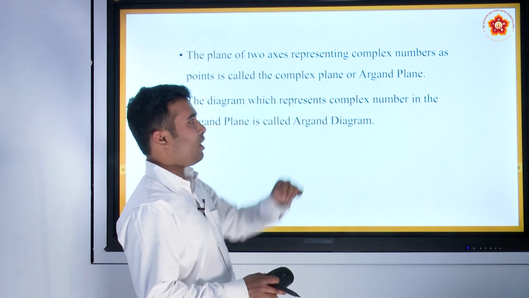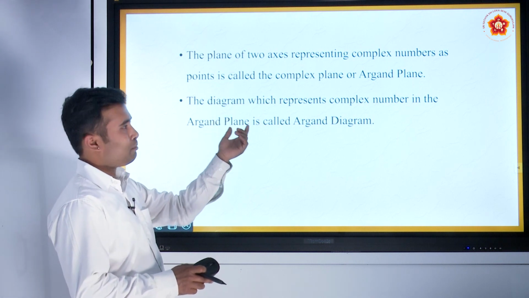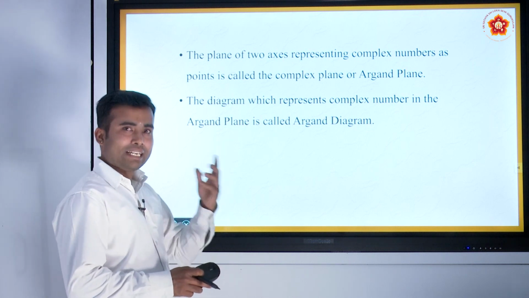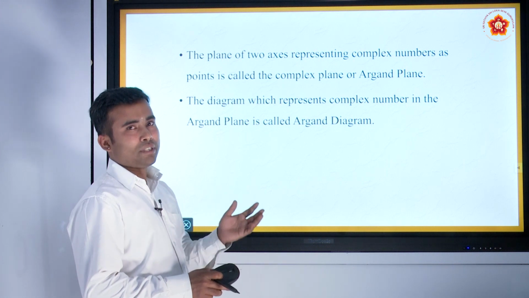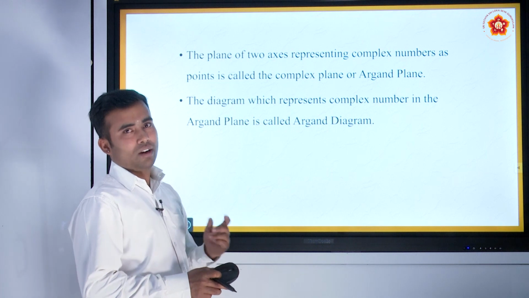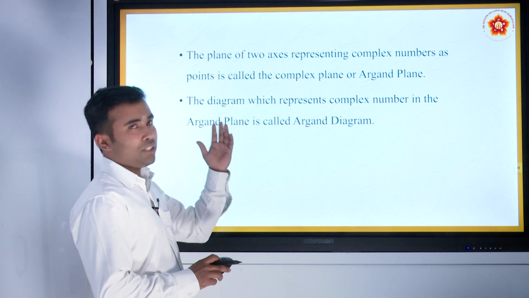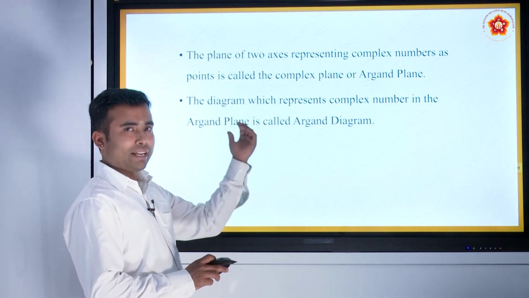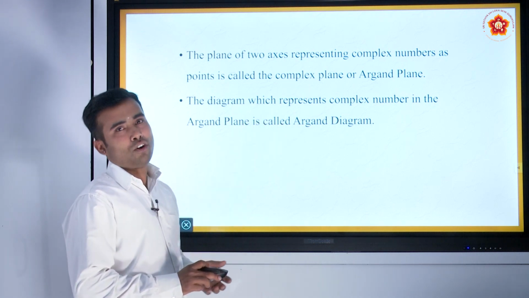Yes, the plane of two axes representing a complex number as a point is called a complex plane, or we can call it the Argand plane. Suppose you represent a complex number in a diagram, that plane is called the Argand plane, and that diagram is called the Argand diagram. The diagram which we use to represent a complex number in the plane, that plane is called the Argand plane, or you can call it the Argand diagram, or the complex plane.